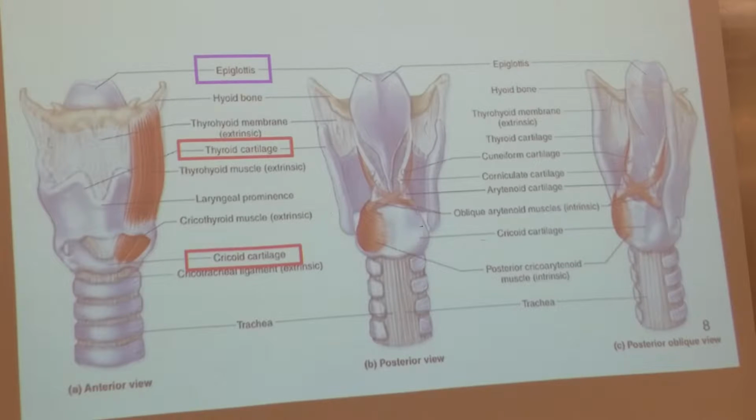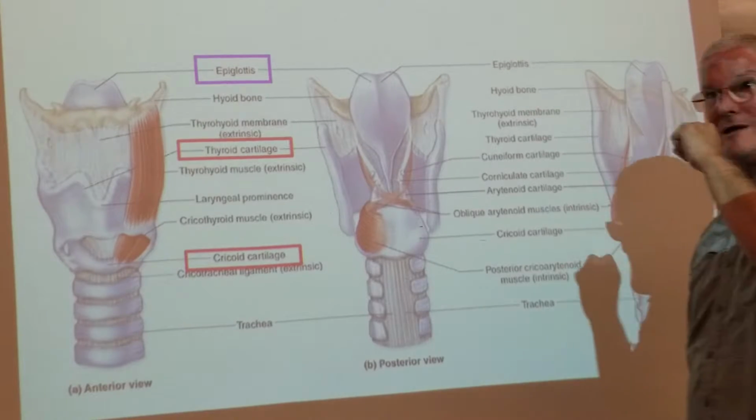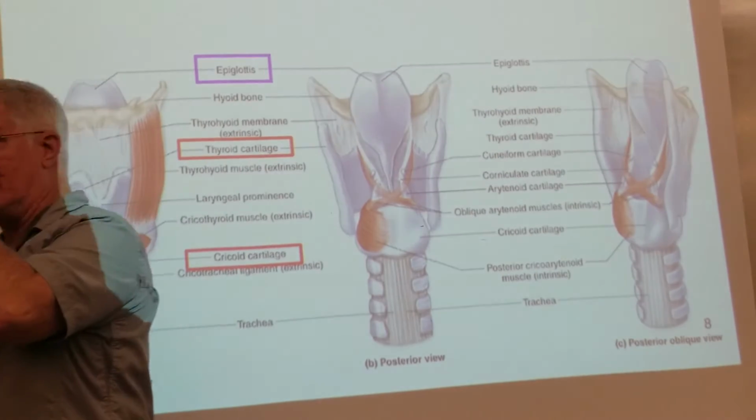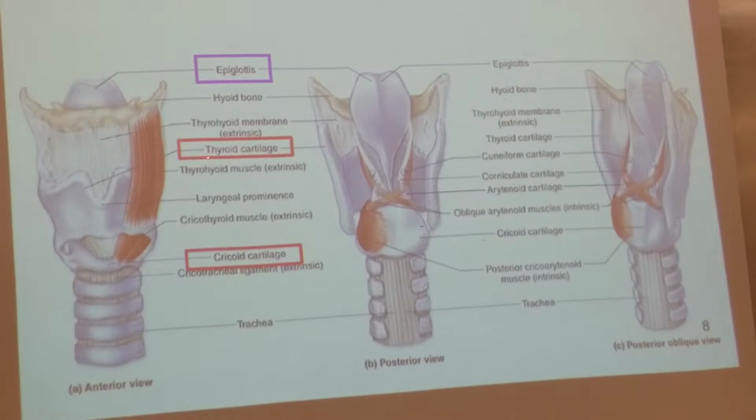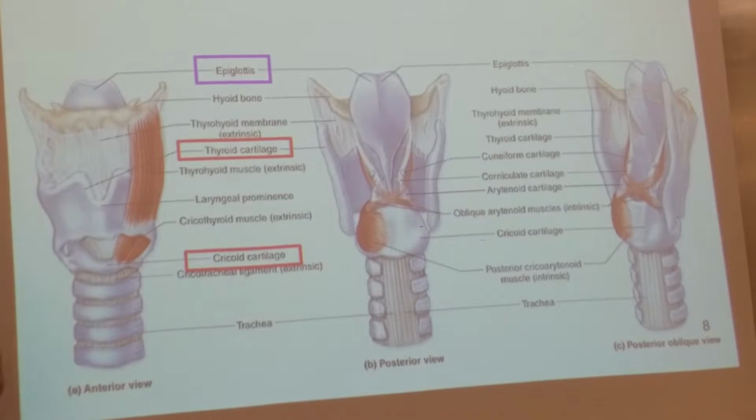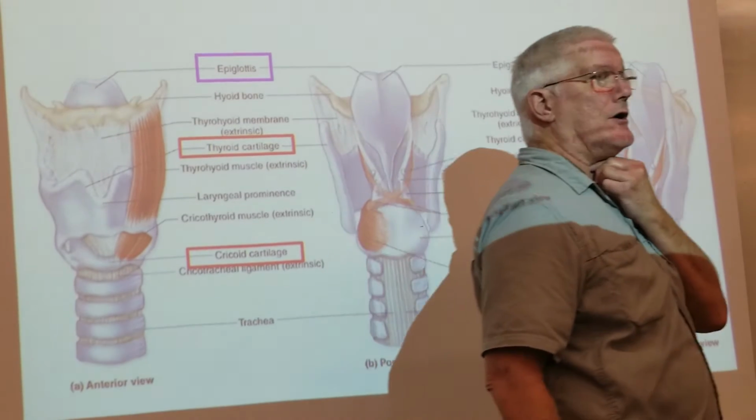Well, let's look at that larynx, aka voice box. There are three main cartilaginous structures I want you to know. We've already named them: epiglottis, thyroid cartilage, and cricoid cartilage. The thyroid is, if you put your fingers here, your Adam's apple. That is your thyroid cartilage.